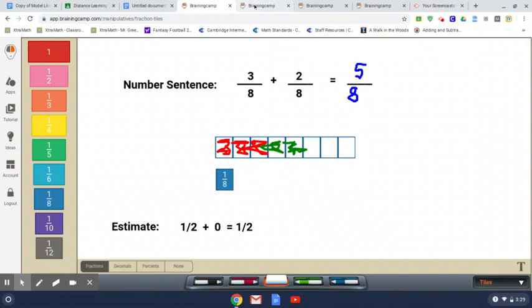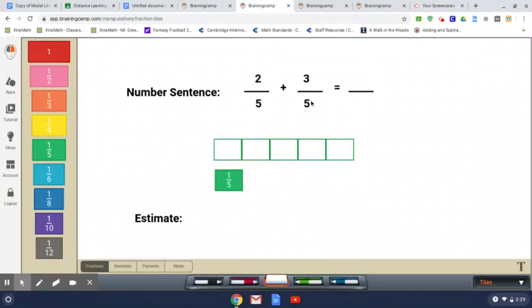So if I look at my next problem here, I have 2/5 plus 3/5. So we're using a different size fraction tile. We're going to use fifths. Let's say it's a candy bar again, but we're breaking it into 5 equal parts. And as I said before, we have to have that common denominator to add or subtract. I'm going to do an estimate first.